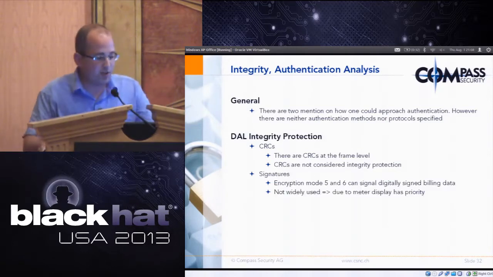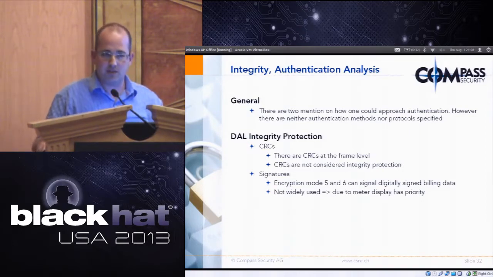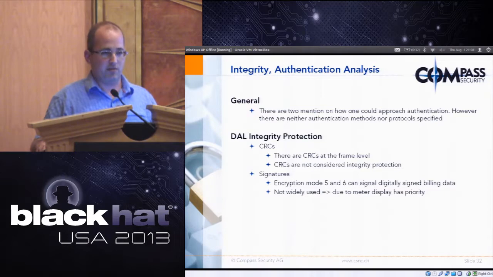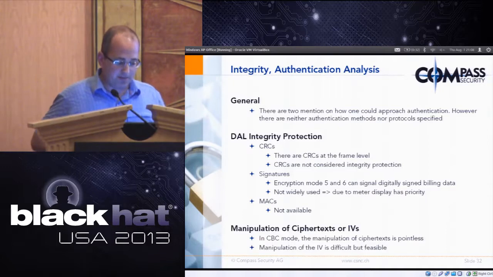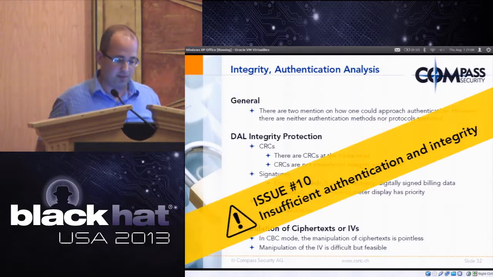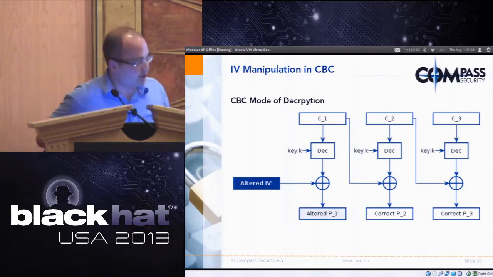There are actually signatures which are being proposed for encryption mode 5 and 6, but signatures are just proposed for the consumption value. So the idea is to have the consumption value signed, but actually no one is using it, because law says if there will be a dispute, we're going to have a look at the display of the meter. That's it. So why should you then make an effort to implement consumption value signing? So there are no MACs, which means we can manipulate ciphertext and IVs. And I'm going to show you how we could manipulate that.